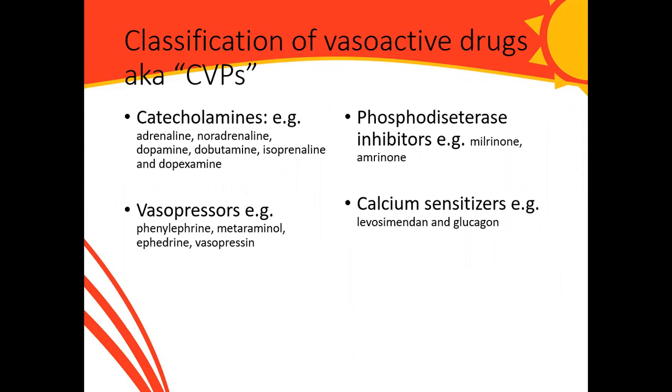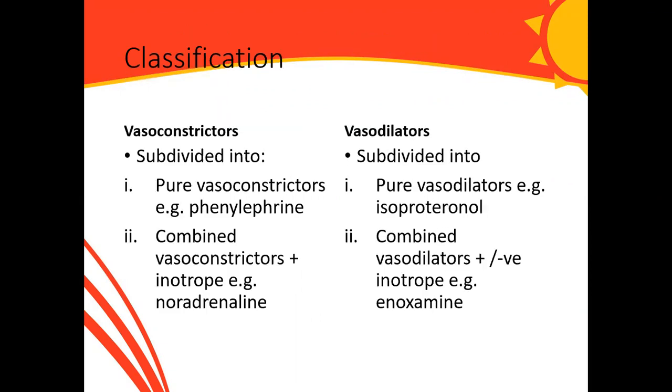All right, like I mentioned before, in terms of classification, vasoactive agents can be classified basically into four groups: the catecholamines, the vasopressors, the phosphodiesterase inhibitors, and the calcium sensitizers. Each of these classes of agents has specific roles and functions that they perform. Further, vasoconstrictors can be divided into pure vasoconstrictors, which only cause increased peripheral or systemic vascular resistance, while the combined agents have both vasoconstrictive and inotropic effects, causing both an inotropic effect and vasoconstriction. You have noradrenaline in this group.